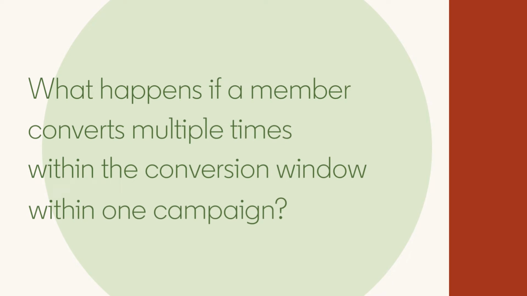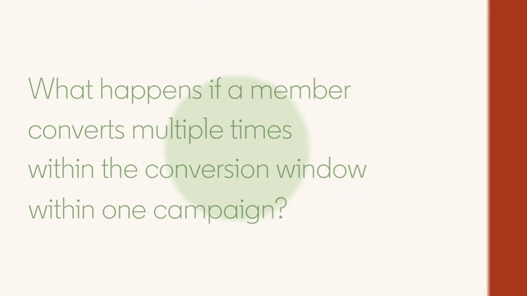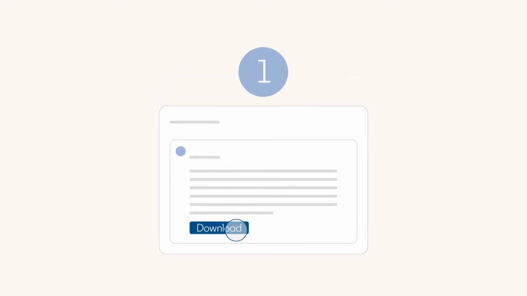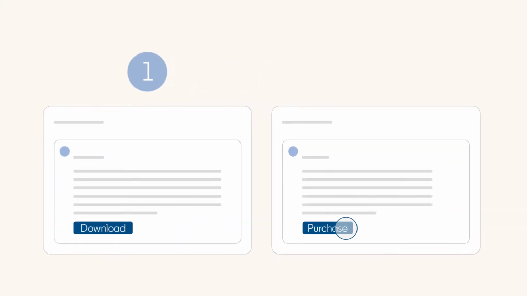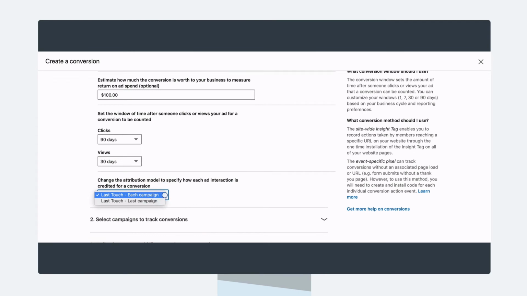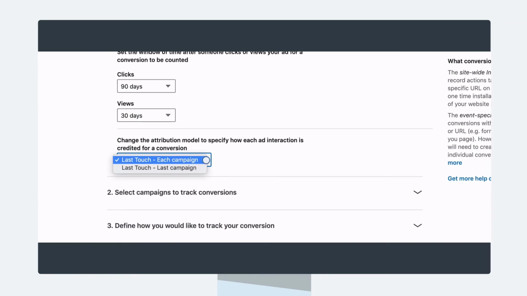What happens if a member converts multiple times within the conversion window within one campaign? We'll count it as a single conversion and attribute it to the most recent ad click or view from that member for all types of conversions. When the conversion action is a purchase or add to cart, we'll count each of the conversion events. Make sense?